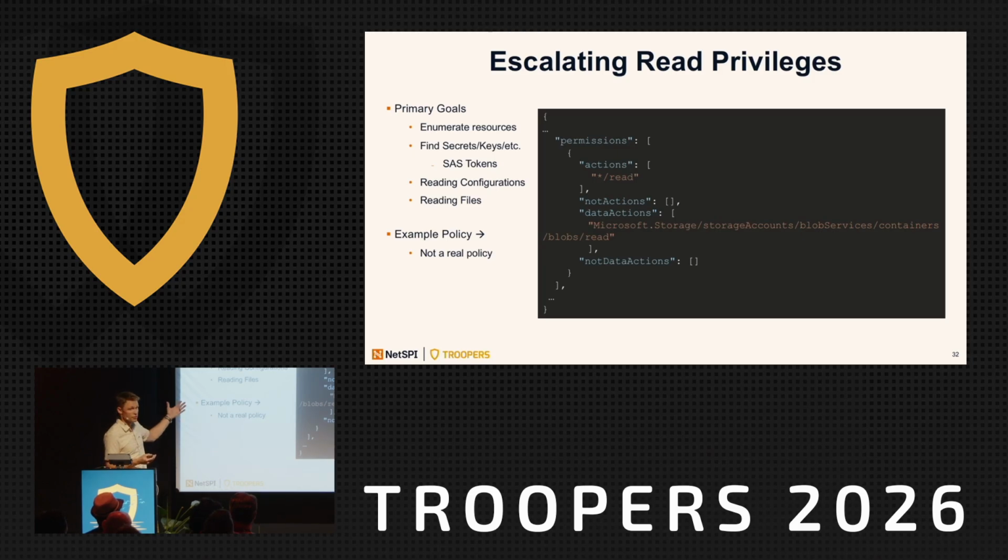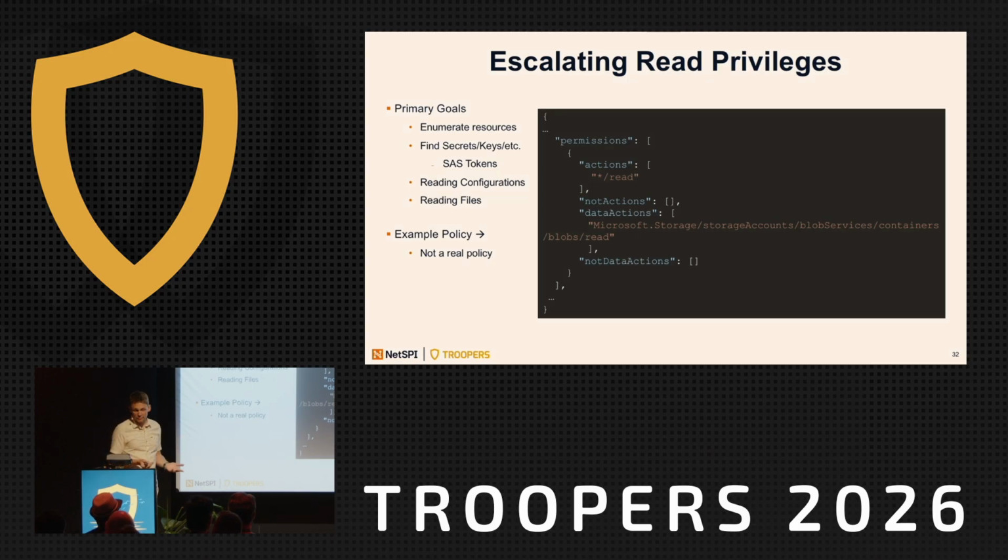That is attack surface area that is outside of the Azure control plane, but let's say there's an App Services app that you want to go after. Maybe that's a good target that you can enumerate with those read permissions. Finding secrets, keys. One of the things we've had really good luck with is SAS tokens.